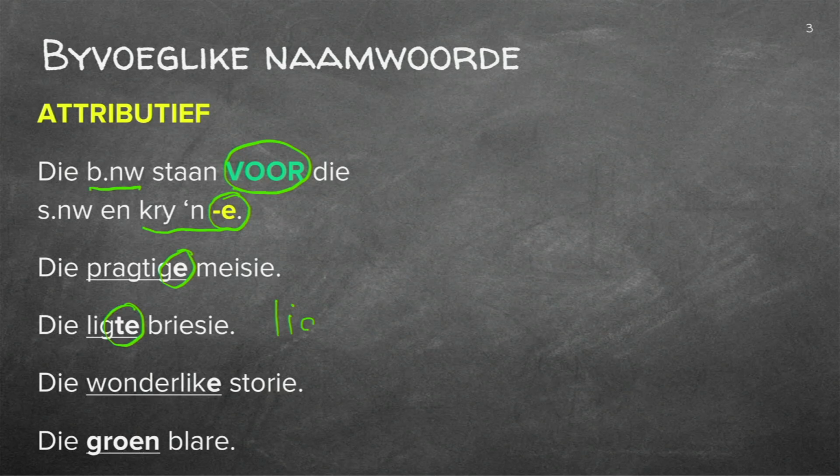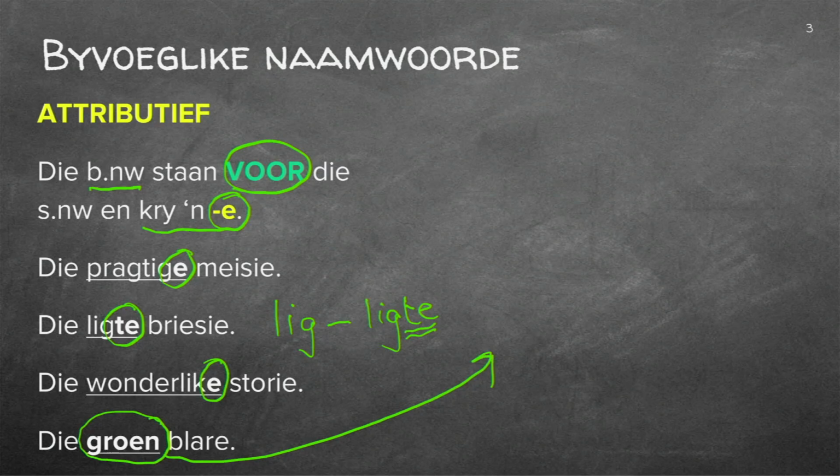For every rule, there's an exception. This one ends on a G, and that is why we add TE, not just one E. Die wonderlike storie. And then die groen blare. So why did this one not change? What you need to remember is that all colors, kleure, en die woord mooi bly dieselfde. Whether it stands before or after the noun, it will always be in its original form.